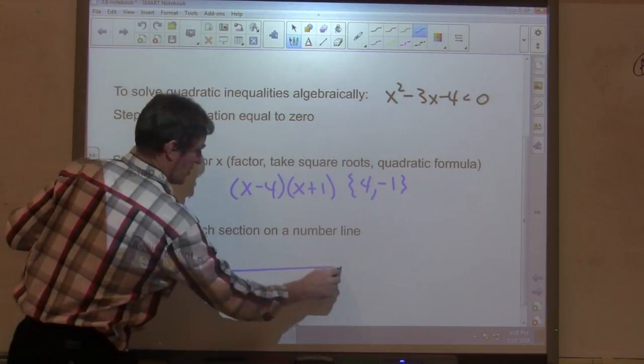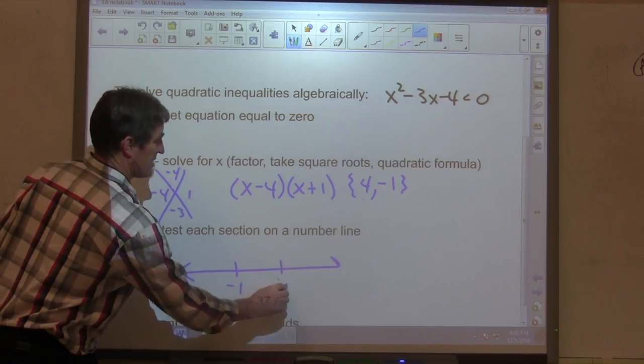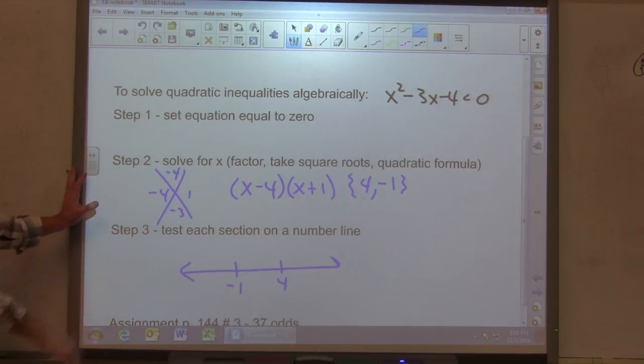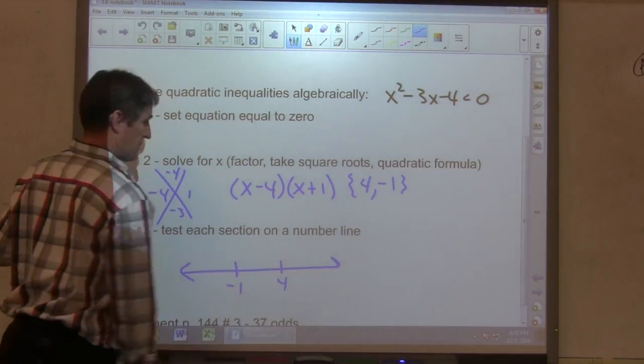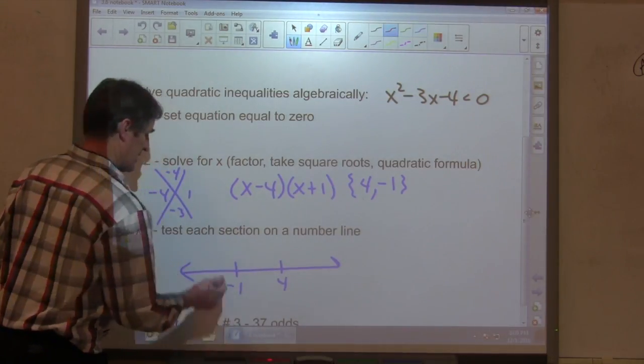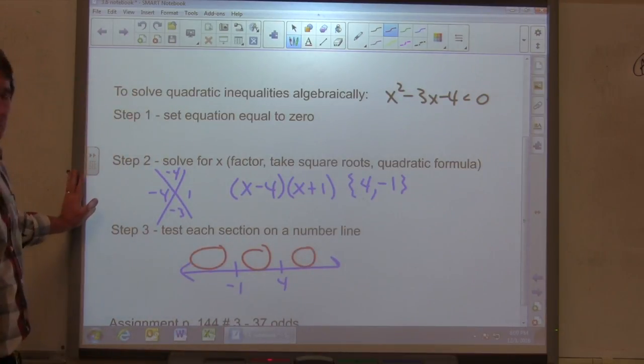So here's what you do on this. You draw the number line. And again, all I care about is, you don't need to put any other numbers on there. Just get the numbers negative 1 and 4, your answers. And then you test the areas that it got split up into, and you find out which ones work.